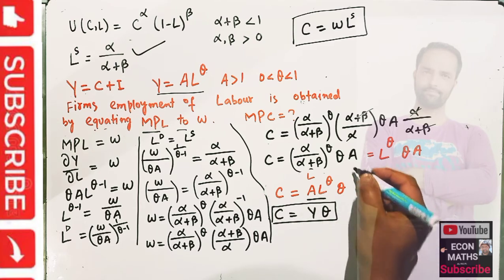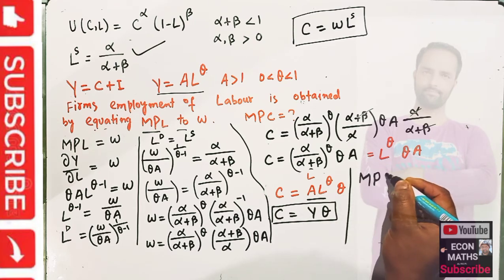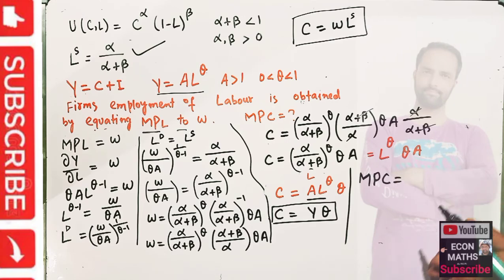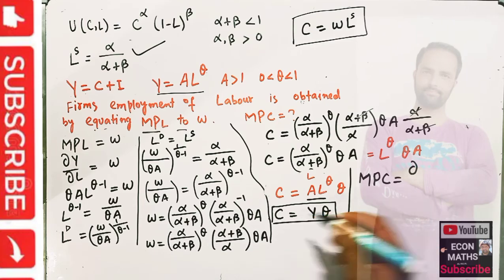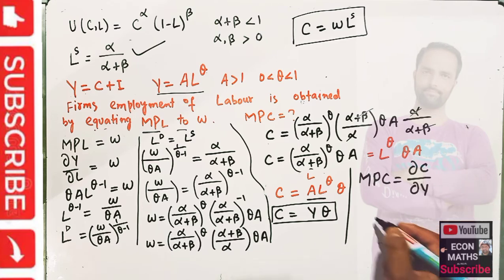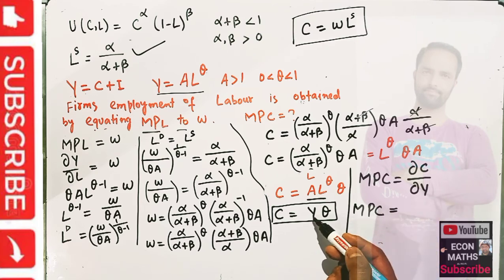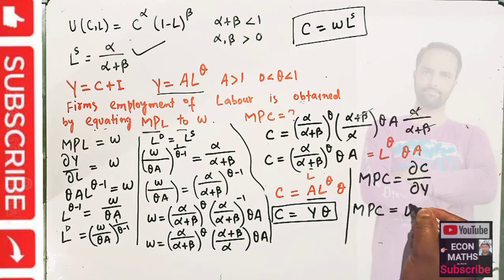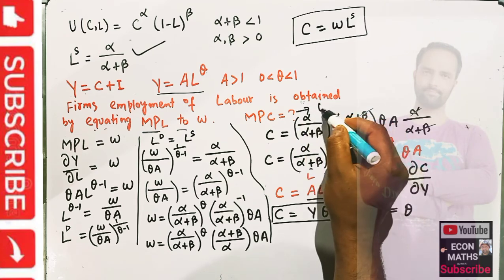Okay, now what is then the marginal propensity to consume? Marginal propensity to consume is equal to the derivative of the consumption function with respect to output, which is y. So if we take the derivative, MPC will be equal to, the derivative of y is 1, so we are left with theta. That means MPC will be equal to theta only.